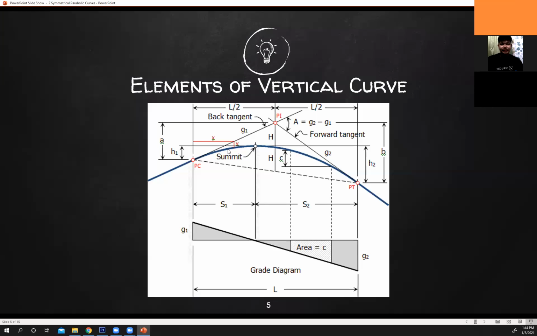Then as you can see here, following your parabola, this slope gets flatter and flatter as you reach the summit. That's why this line represents the value of the slope of your parabola. Okay? So here, the slope at PC is the same as the slope of your tangent line. That's why this is G1. And again, following your parabola, it gets smaller and smaller.